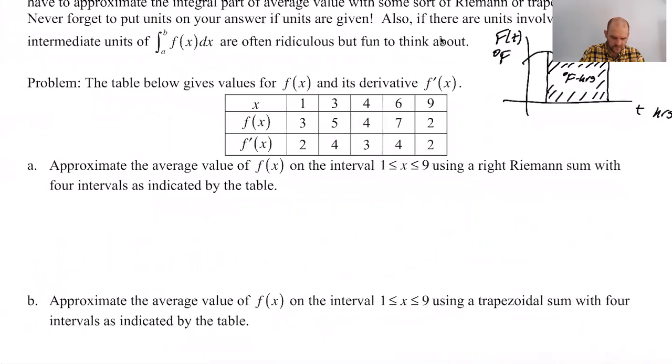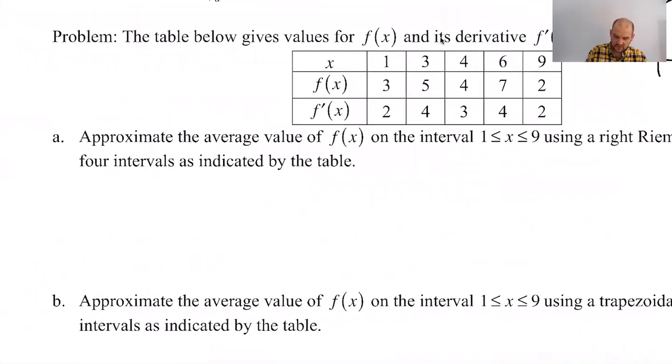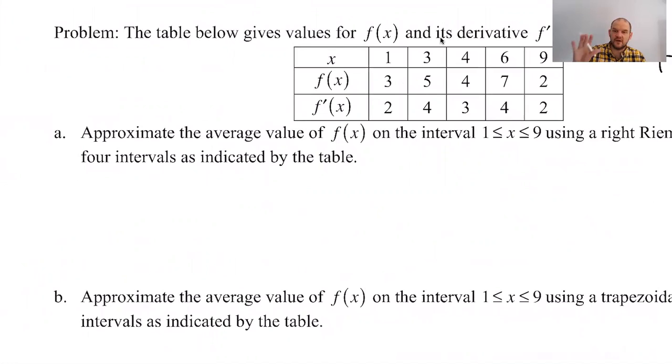The table below gives values for f of x and its derivative f prime. Approximate the average value of f of x on the interval from 1 to 9 using a right Riemann sum with 4 intervals as indicated by the table. Okay, I think we got that. So what you should do, always start out with the proper calculus notation. So average value of f of x.